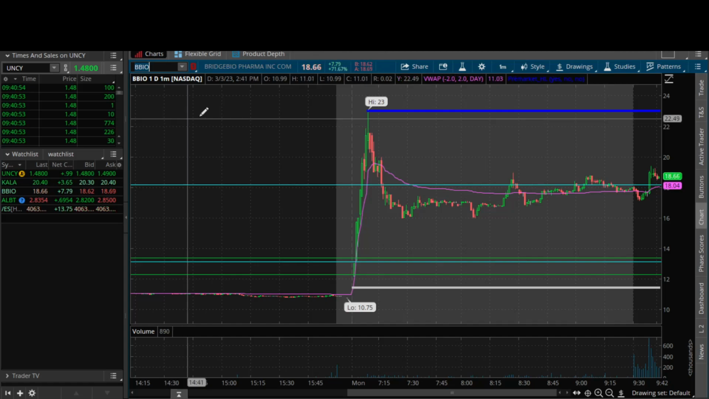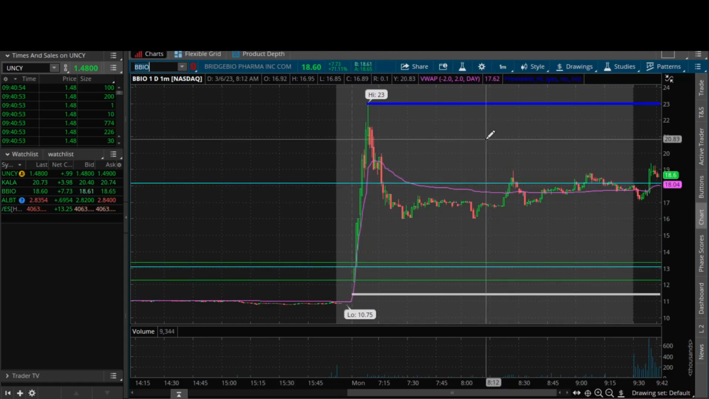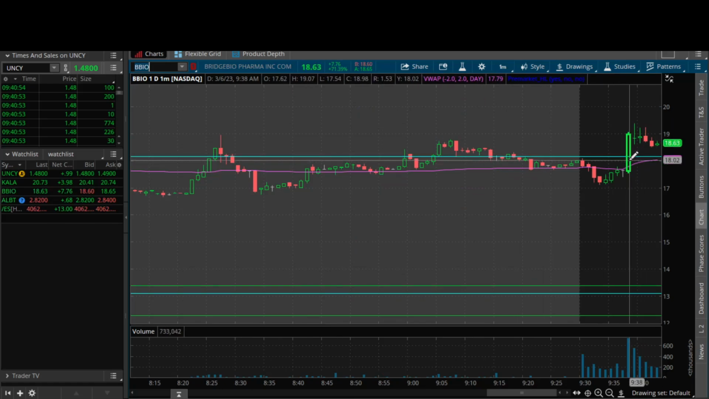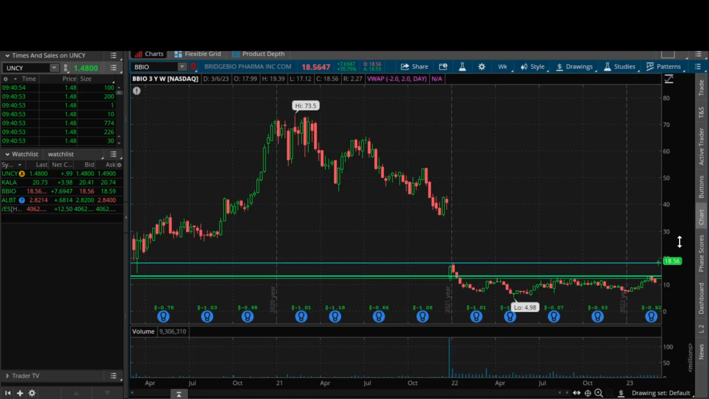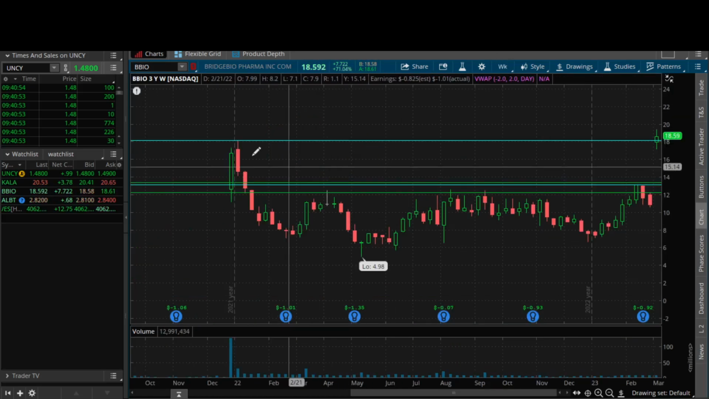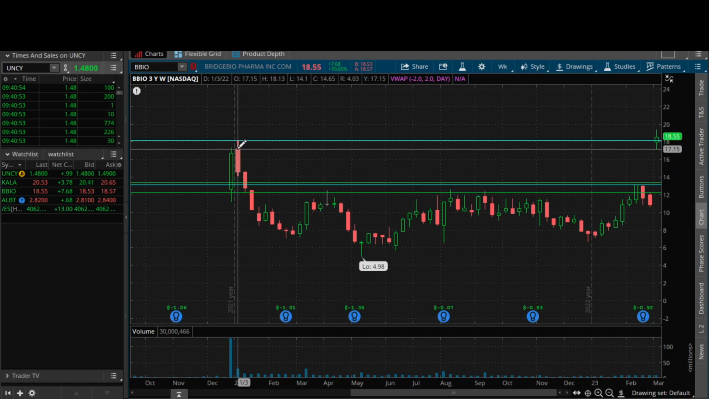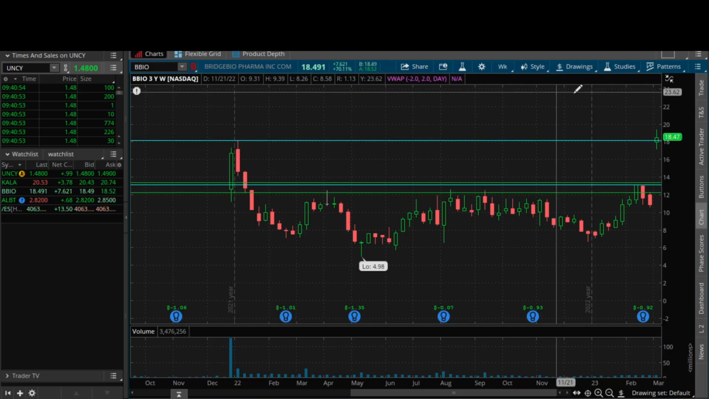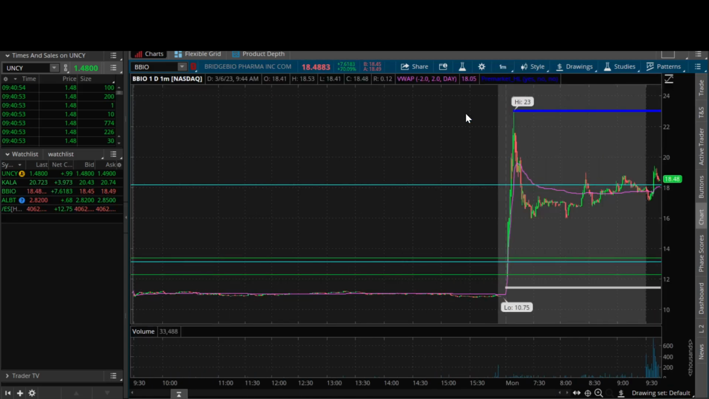This might actually do something here. BBIO had a really nice move here at 9:38 through that weekly level. Let's zoom out and confirm how nice of a level it is. I think it's a nice level. Yep, it sure is. So 18.13 weekly support on BBIO. Again, I repeat, 18.13 weekly support on BBIO.